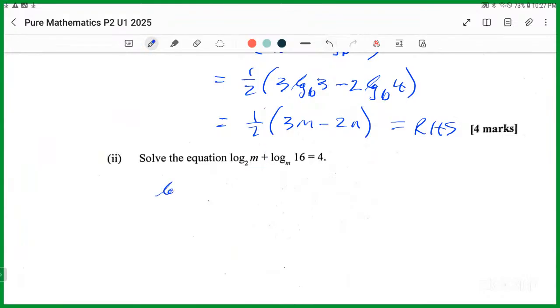It becomes log to base 4 of m over log to base 4 of q, plus this now becomes log to base 4 of 16 over log to base 4 of n equals 4. All right.